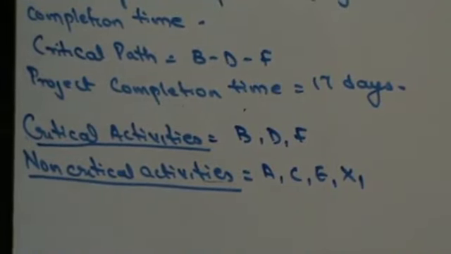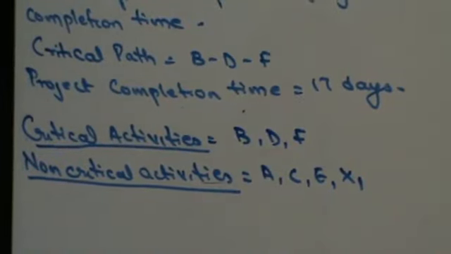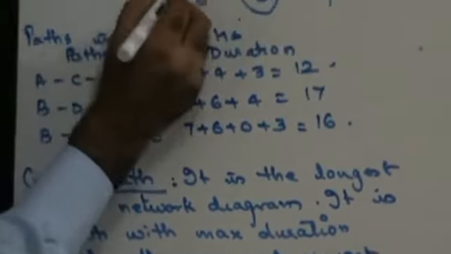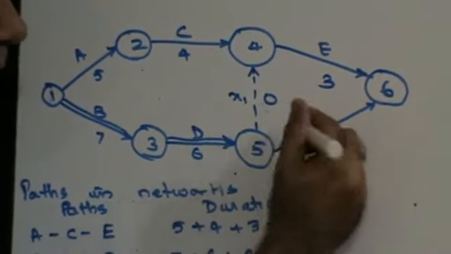Fine. Next, let's see another sum, guys. Once I know the critical path, I have to show that in the network diagram. How do I show that? By drawing a double arrowhead. You draw a double line for this.